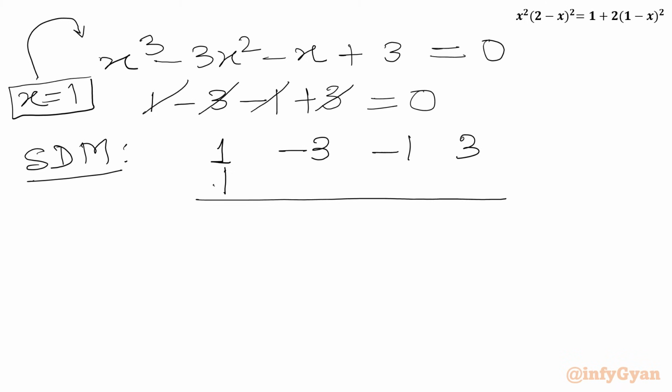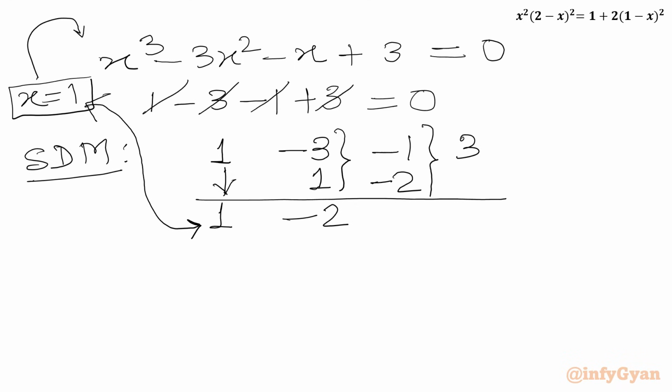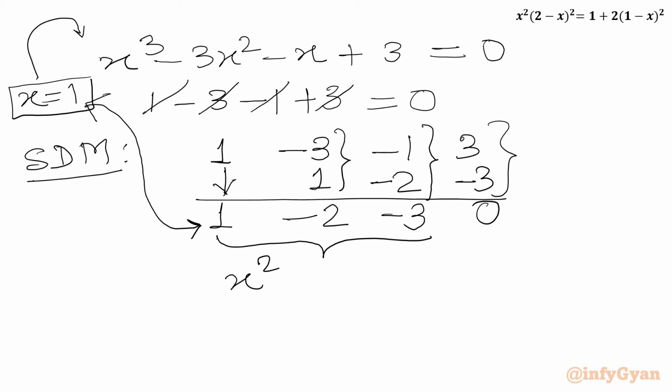Put one line over there. Leading coefficient 1 would be as it is. Now we have to multiply our base solution for this cubic equation and leading coefficient 1. 1 times 1 is 1. Minus 3 plus 1 is minus 2. 1 times minus 2 is minus 2. Minus 1 plus minus 2 is minus 3. 1 times minus 3 is minus 3. Addition of these two will give us 0. So these are coefficients for quadratic equation, which we can write x square minus 2x minus 3 equal to 0.